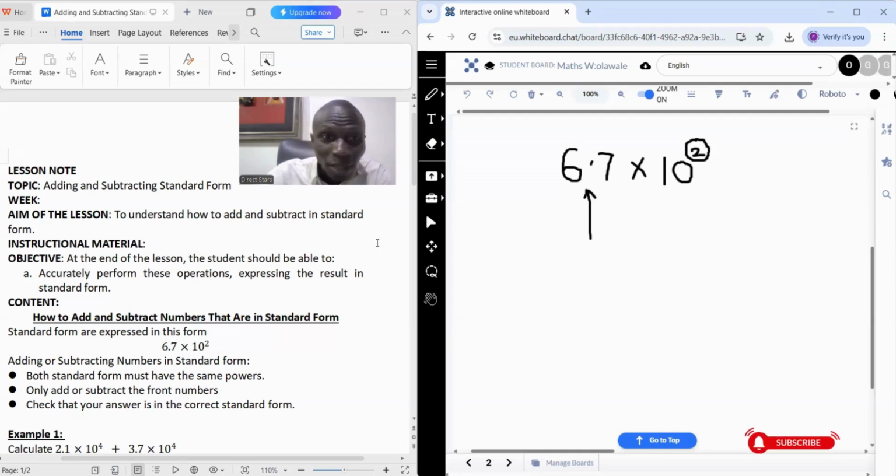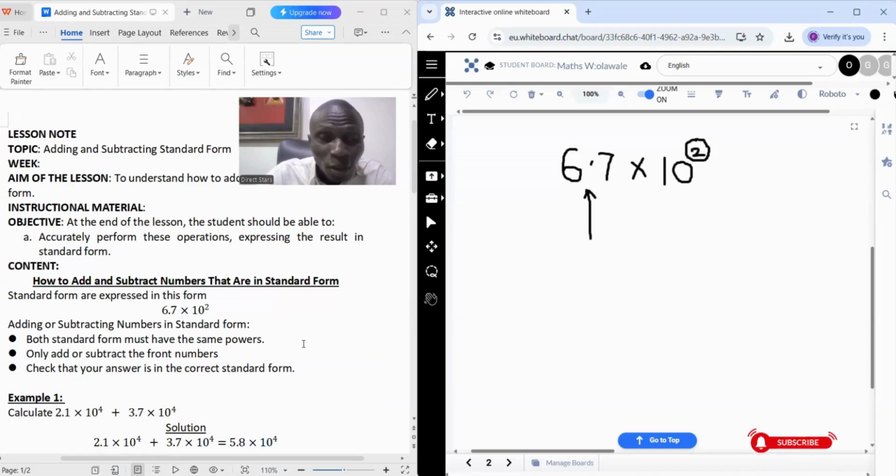Now, let's look at the steps in adding or subtracting numbers in standard form. The first thing is that both standard forms must have the same powers. That's very important. The second point to note is that you only add or subtract the front numbers. And lastly, you have to check your answer to see that it's in the correct standard form. We're going to demonstrate this in the 3 examples that we're looking at in this topic.